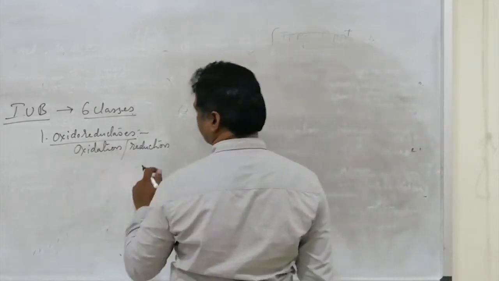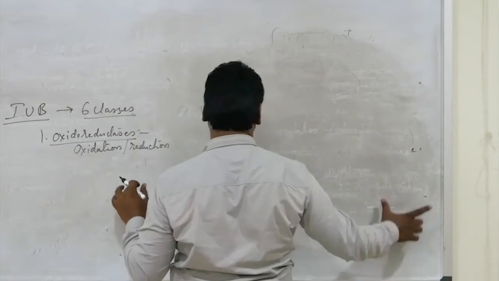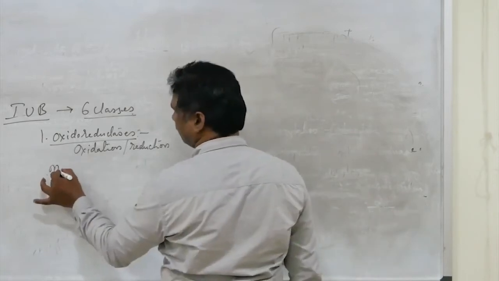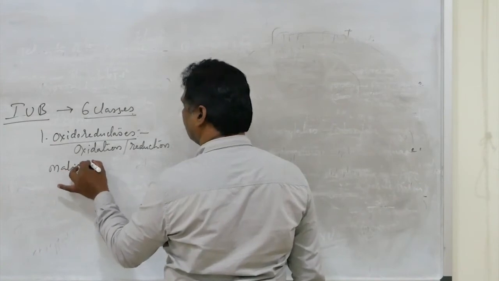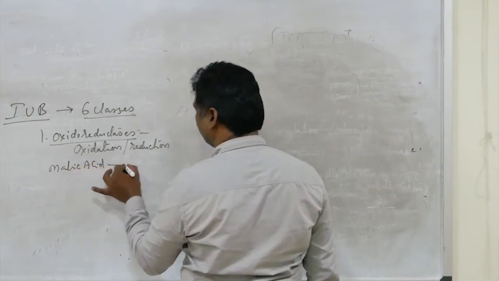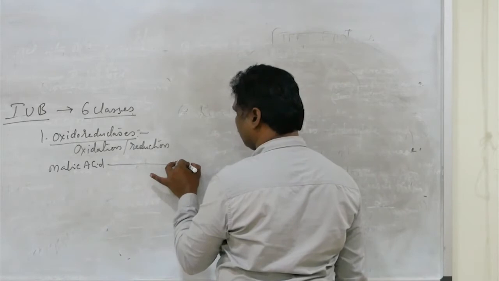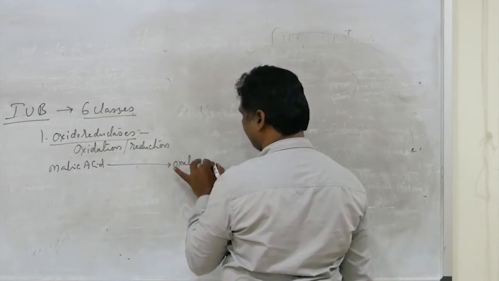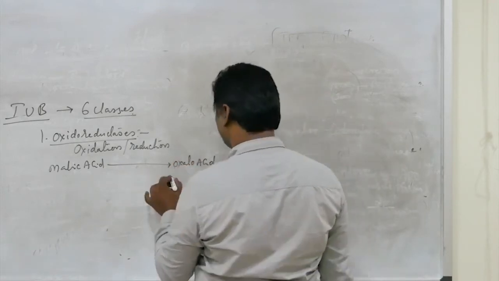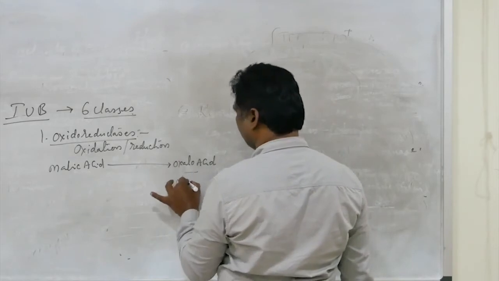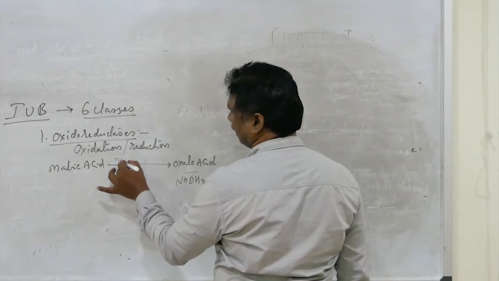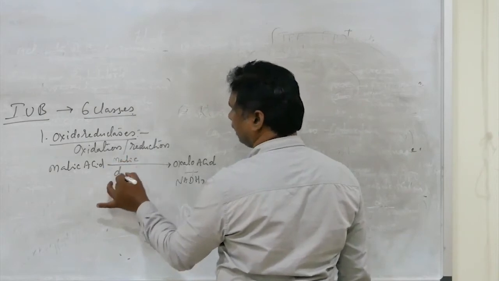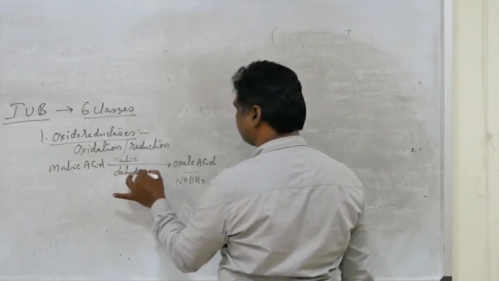One example: loss of hydrogens is also oxidation. Malic acid is converted into oxaloacetic acid, with the help of NADH2 formed, in the presence of the enzyme malic dehydrogenase.